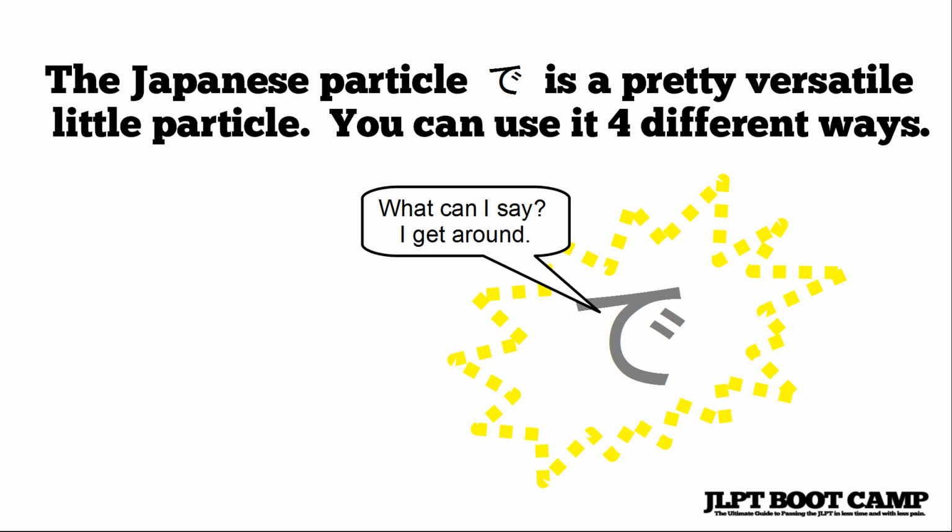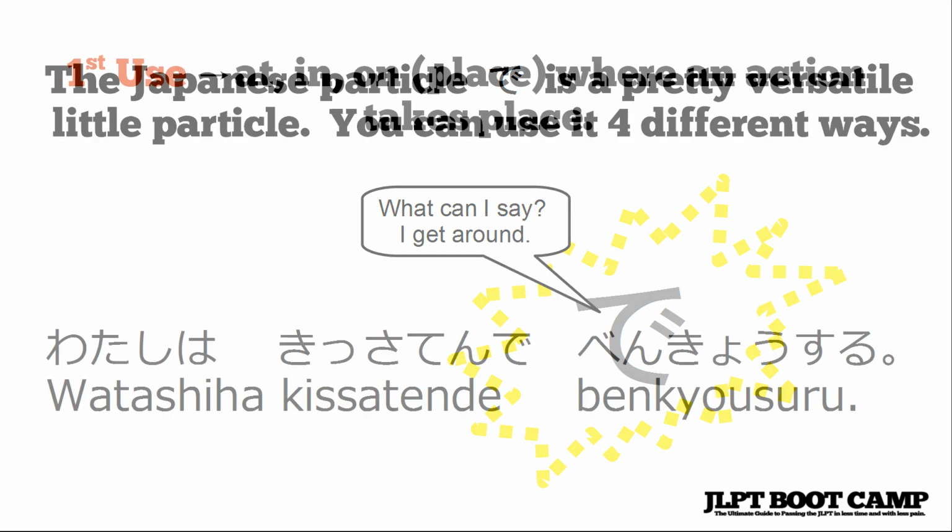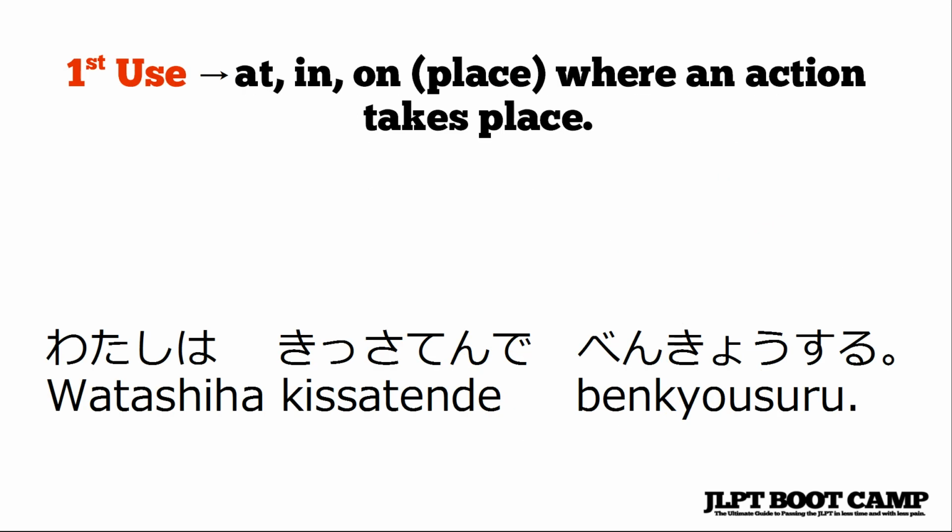Today we're going to go over the Japanese particle de. This is a very versatile little particle. You can actually use it four different ways. The first use is at, in, on, place, where an action takes place.